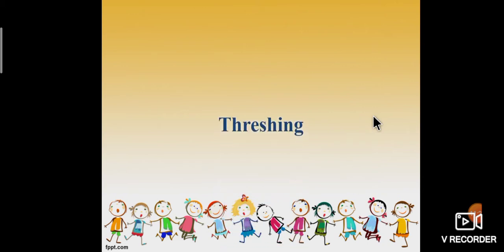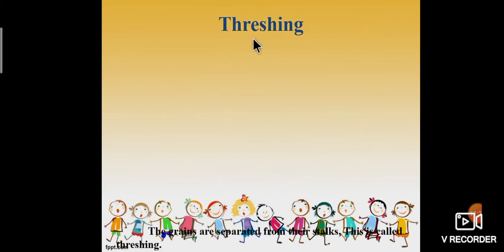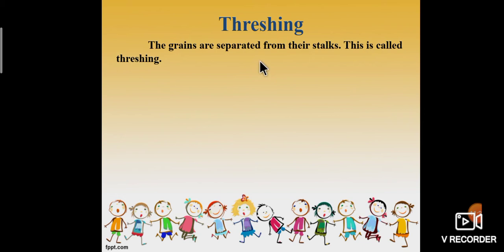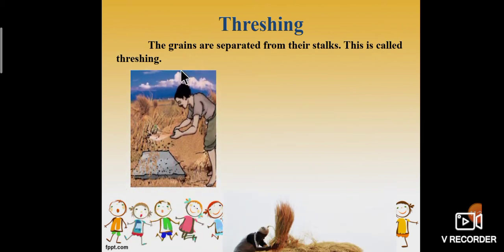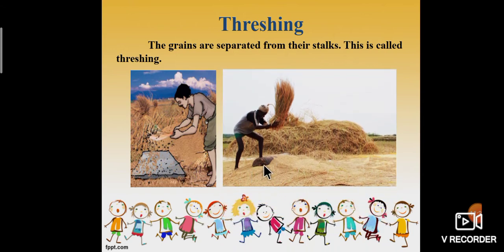Next separation method is threshing. It is a process used to separate grains from stalks. This is called threshing. In villages, farmers separate grains from plant stalks by beating them very hard and collect the grains. This method is called threshing. I hope you people noticed this in villages. Once again I repeat, the grains are separated from their stalks. This method is called threshing.